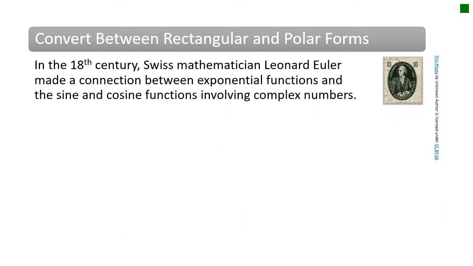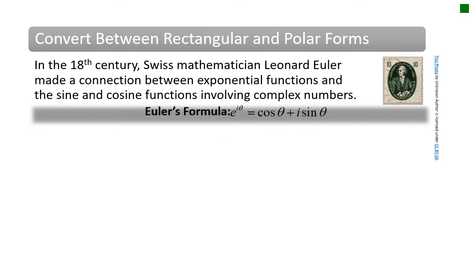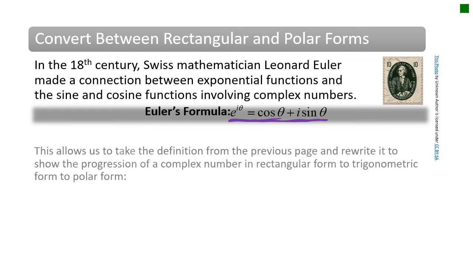So in the 18th century, there was a Swiss mathematician named Leonhard Euler. It's weird, it looks like it should be pronounced Euler, but it's actually called Euler. And he made a connection between exponential functions and the sine and cosine functions involving complex numbers. And this is the formula that he came up with. So that's called Euler's formula.